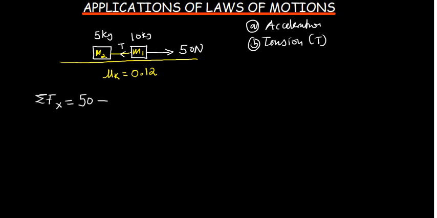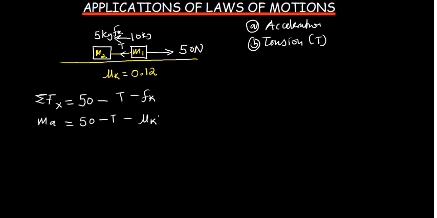Now remember, the table also has a coefficient of kinetic friction, so the table is also having friction. So because of the table, there's also going to be friction, and that will be moving in the opposite direction. So these are the two forces which are acting in the opposite direction. Net force we know is given by mass multiplied by acceleration. That is going to be equal to 50 minus tension minus kinetic friction, which is given by the coefficient of kinetic friction multiplied by the normal force, and the normal force is mass times gravity.